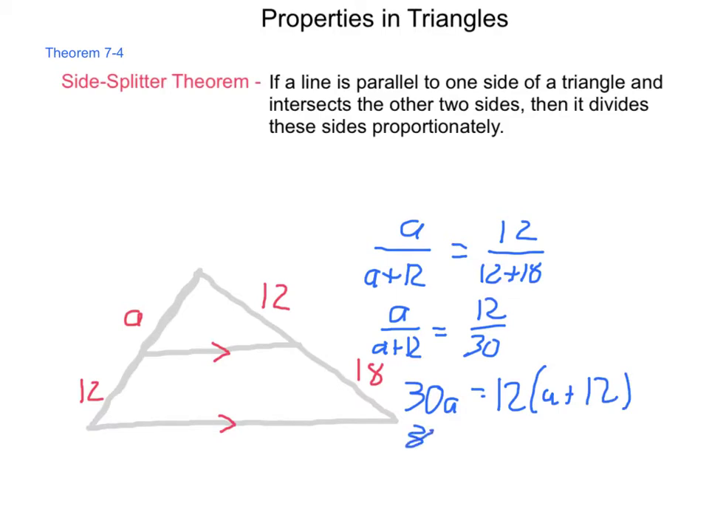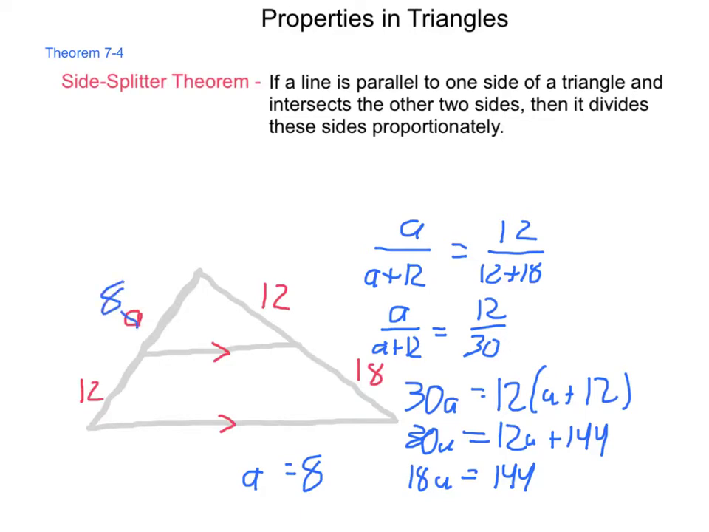Simplifying, we have 30A equals 12A plus 144. Using the subtraction property of equality, we come out with 18A is equal to 144. Then, using division, we have A is equal to 8. So A here is 8, and that makes our sides proportionate. There is also a corollary that goes along with this theorem.